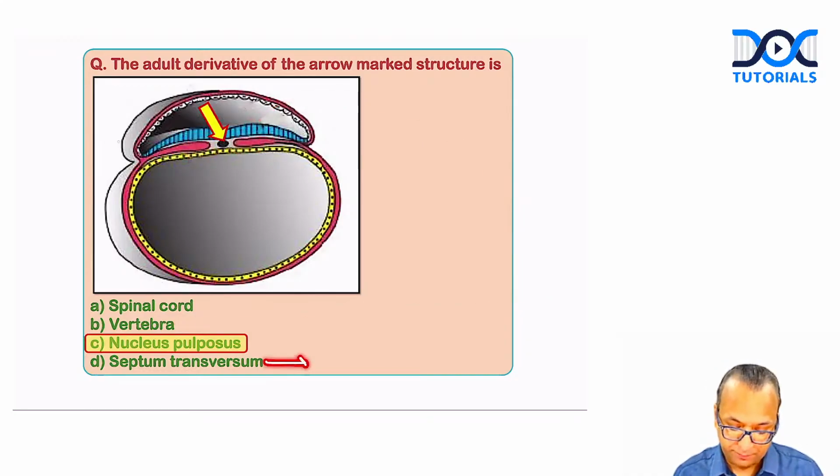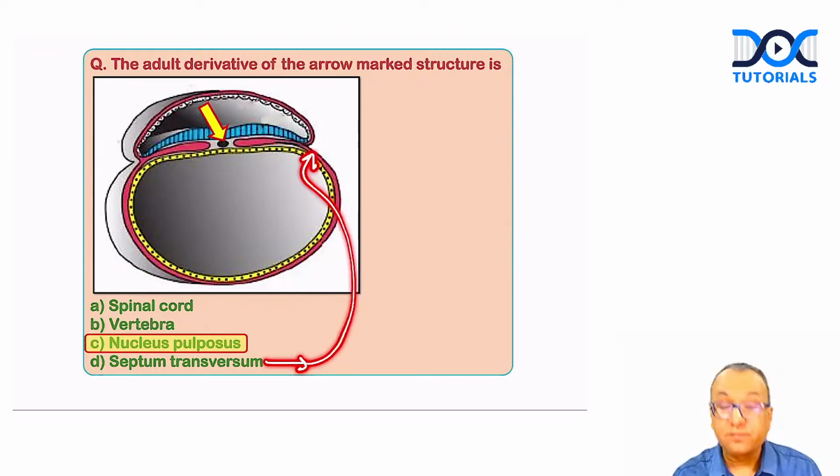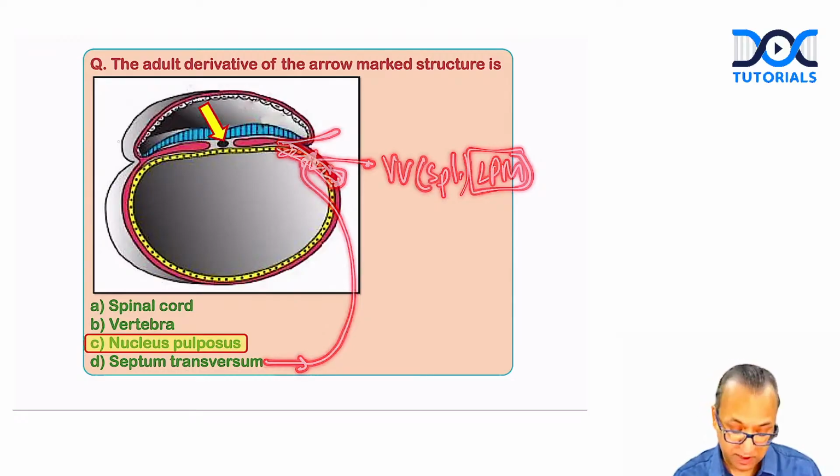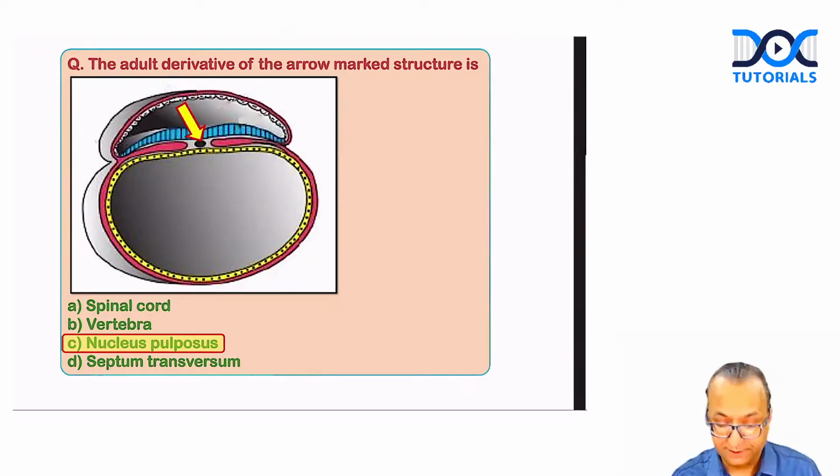If you're talking about septum transversum, it is coming from here. The dorsal is not, it is ventral, visceral, or splanchnic lateral plate mesoderm. That is the one which will be here, developing here. And that is the one which will be forming the septum transversum or central tendon of diaphragm. Here we'll keep our answer as choice number C.